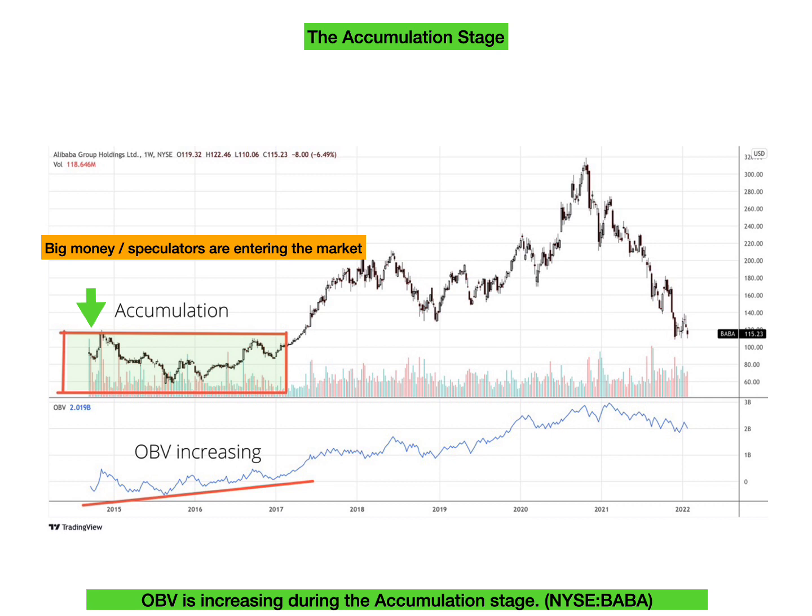I'd like to introduce you to the on-balance volume indicator or the OBV. This indicator tells you whether there's accumulation or distribution. If the OBV is increasing, then there is accumulation in the security. If the OBV is decreasing, then there is distribution. So you find that during the accumulation stage, if the OBV is increasing, then you know that some insiders are buying. Some speculators are trying to get into the position at low prices.